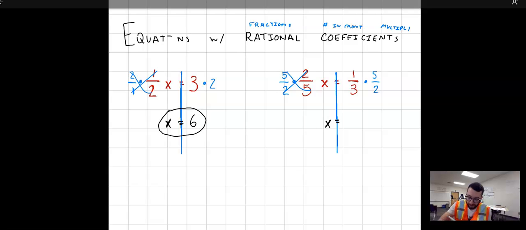Well, 1 times 5 is 5, and 3 times 2 is 6, and I cannot simplify that, so that is my answer, 5/6.